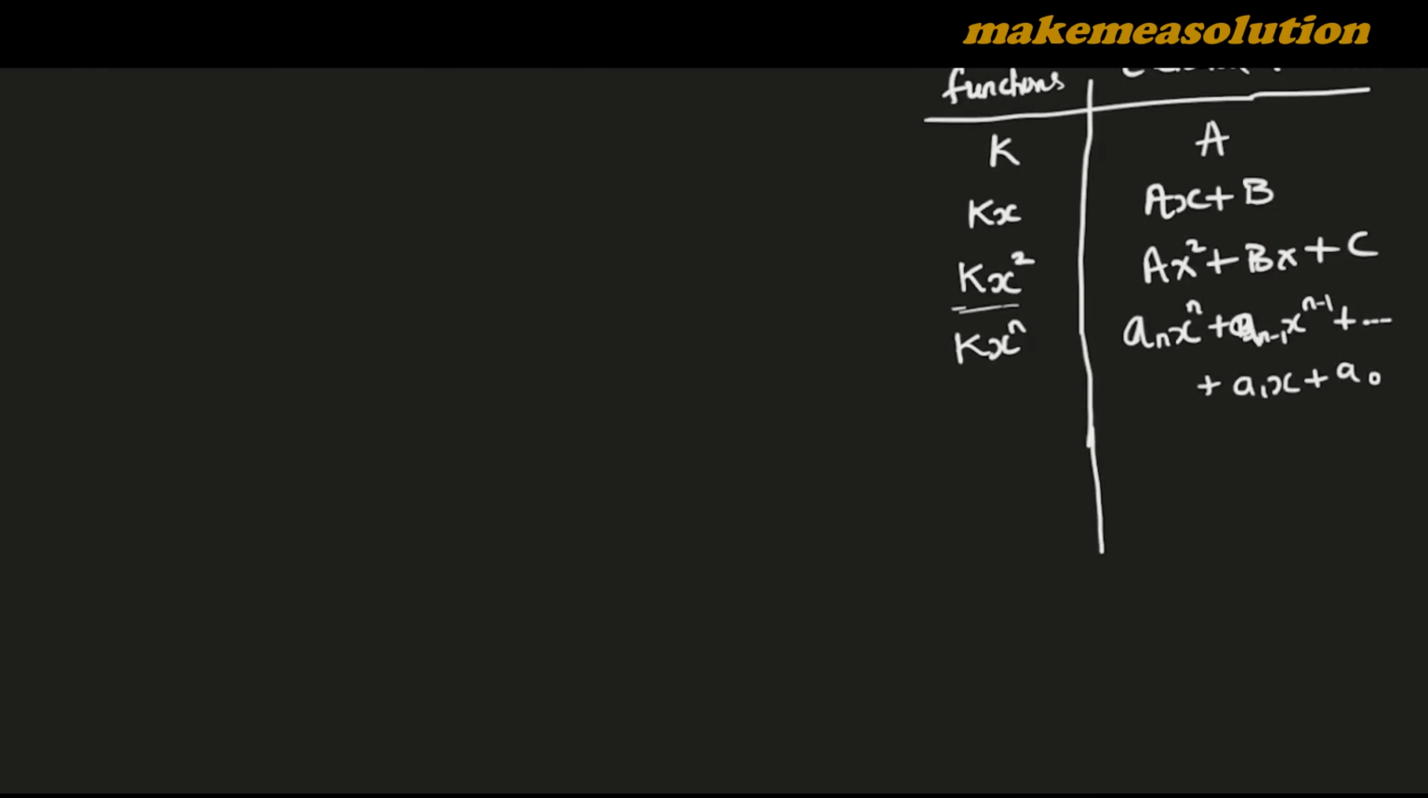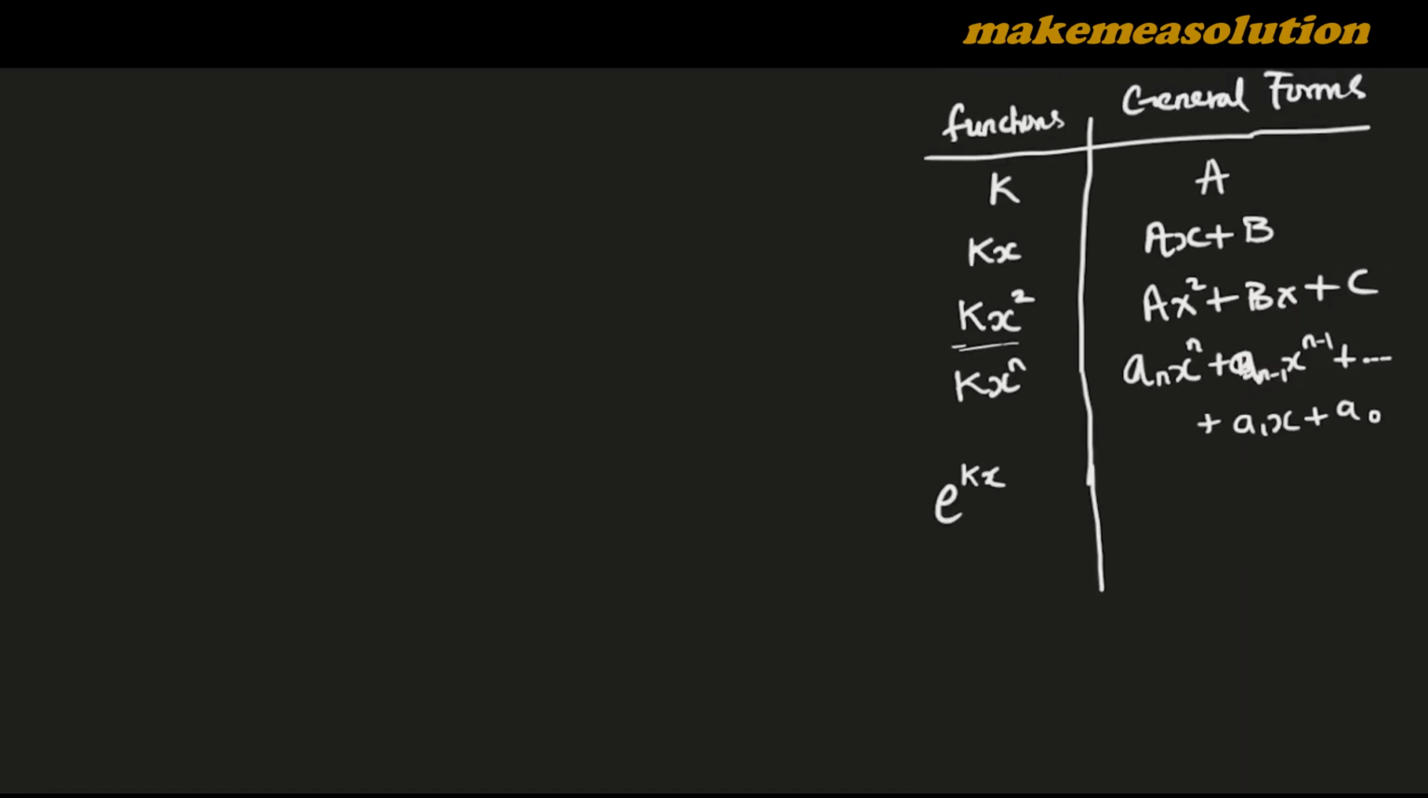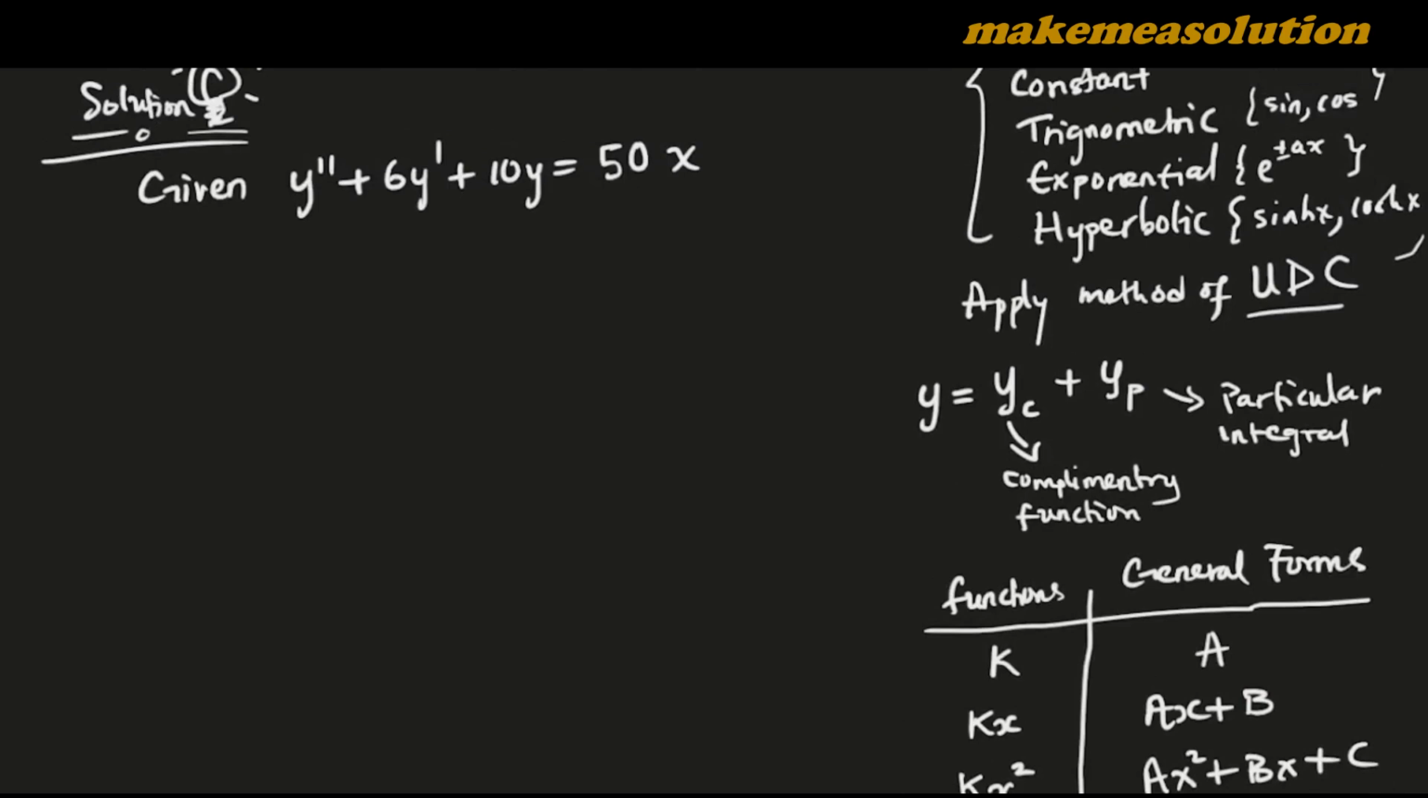Now when you see an exponential form, like e^(kx), where k is the constant, then the general representation of your exponential form is going to be A e^(kx). This k remains as it is, but you're just assuming an undetermined coefficient A in this particular case. So A will be known based on what you are given on the right hand side.